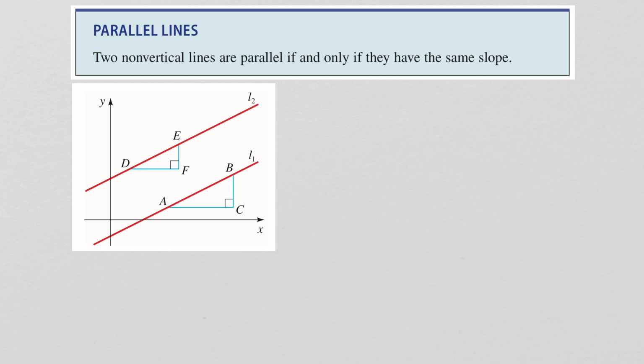Parallel lines are two non-vertical lines that have the same slope. Two lines are parallel if they do not touch each other, they do not intersect, and the only way two lines cannot intersect is if their slopes are the same. So basically, if line 1 is parallel to line 2, this means the slope of the first line must be equal to the slope of the second line.